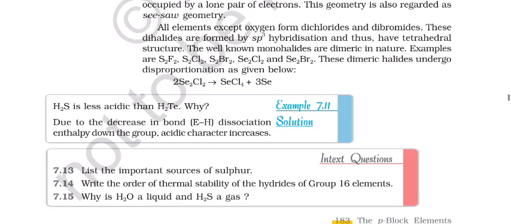The elements form dichlorides and dibromides. These dihalides are formed by sp3 hybridization and thus have a tetrahedral structure. The well known monohalides are dimeric in nature. Examples are S2F2, S2Cl2, S2Br2, Se2Cl2 and Se2Br2. These dimeric halides undergo disproportionation as given below. 2Se2Cl2 gives SeCl4 plus 3Se.